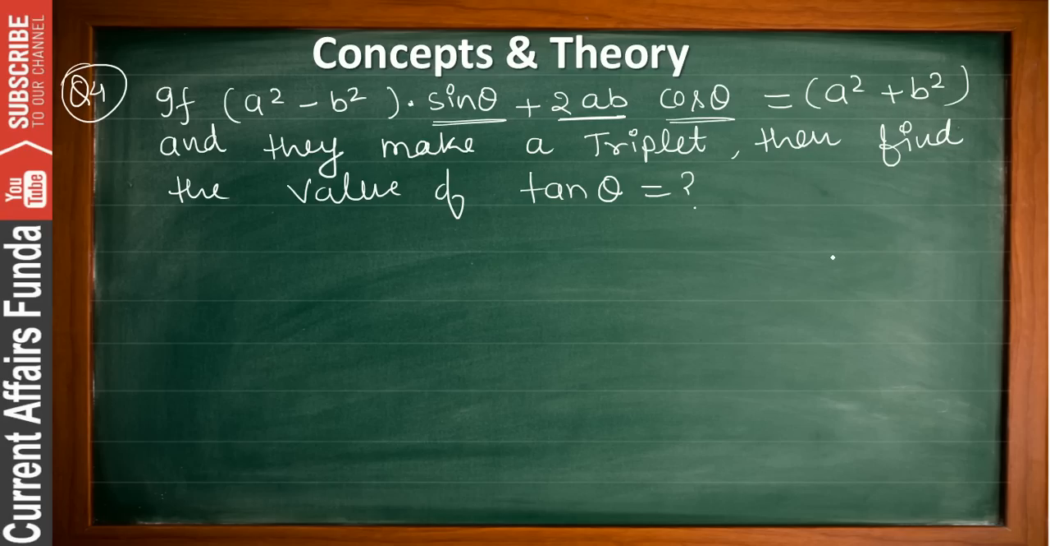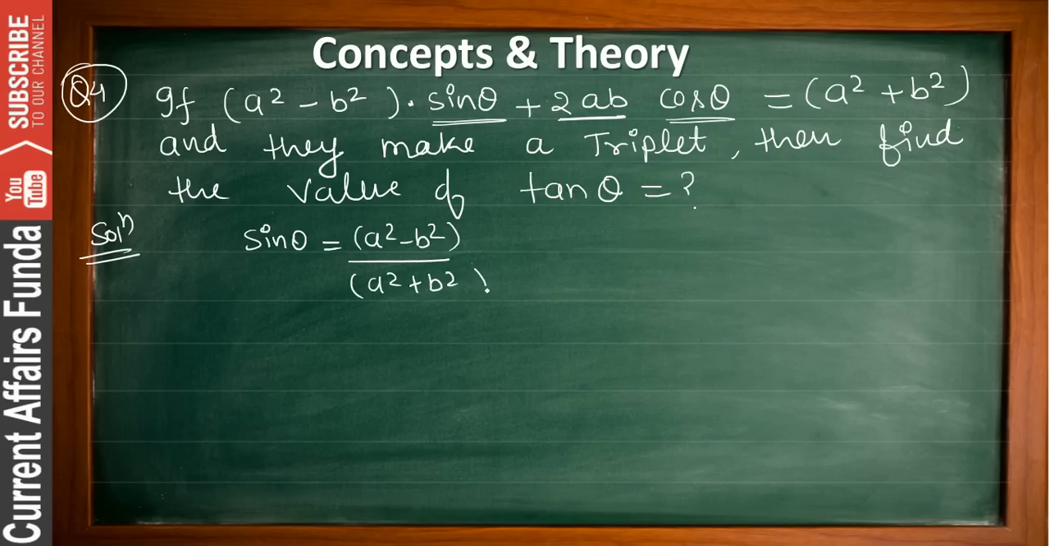तो जब आपको क्वेश्चन में ट्रिपलेट दिया हुआ है, then you don't need to calculate the triplet here. So what will be the solution here? From here you can find out the value of sin theta. So what is the value of sin theta? It will be the coefficient, that is a square minus b square divided by a square plus b square.